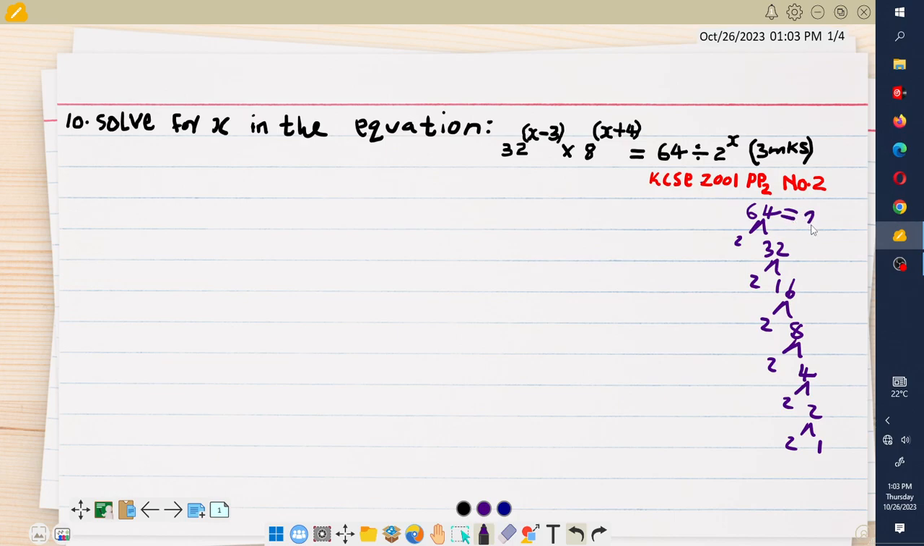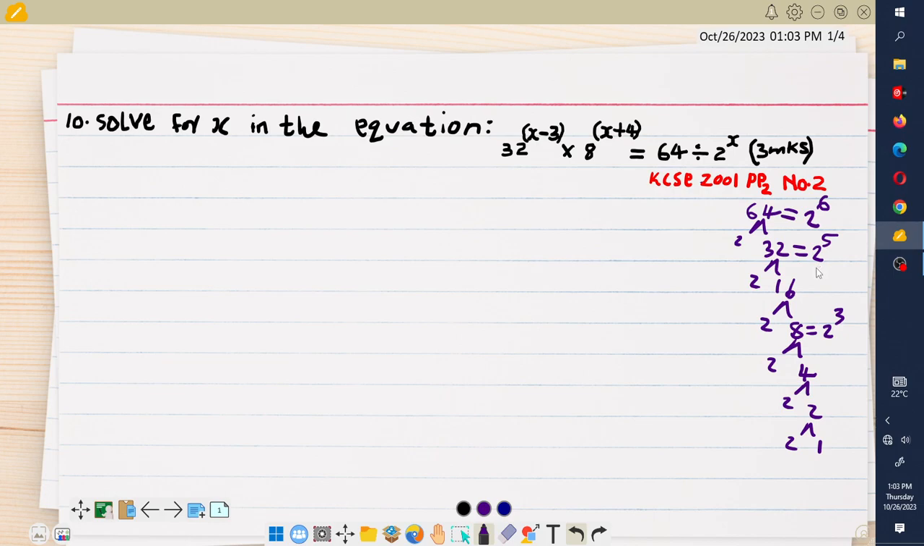to the power of, so with 64 I have 1, 2, 3, 4, 5, 6. So 64 is the same as 2 to the power of 6. Then 32 is the same as 2 to the power of 5. 1, 2, 3, 4, 5. Then we also have 8 in the question. So 8 is the same as 2 to the power of 3. 1, 2, 3. Then I simply substitute the values in this particular question.